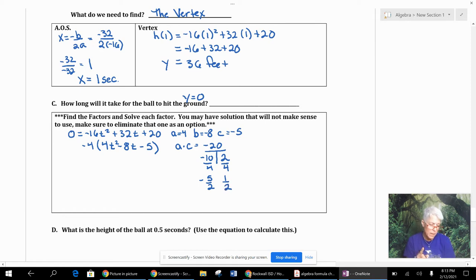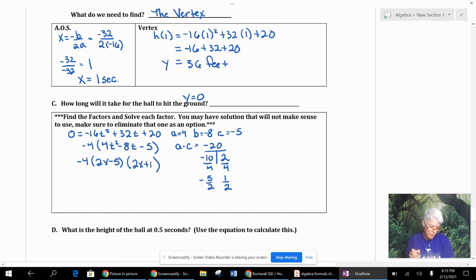All right. I now need to set both of these. Now need to do bottoms up. So let's come back over here. I have 2x minus 5, and I have 2x plus 1.